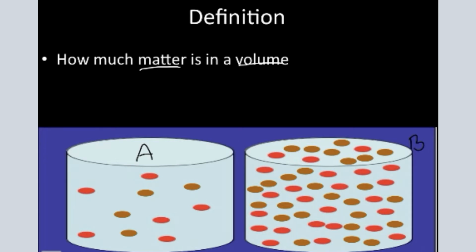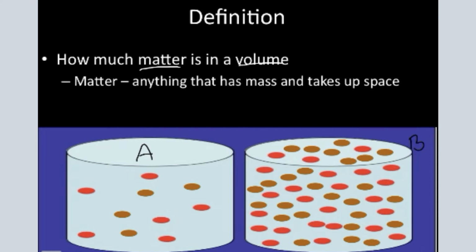How do we define matter? What is it? Matter is anything that has mass and takes up space. So if it takes up space and weighs something, I know weight and mass are a little bit different, but for this discussion we'll go ahead and consider them the same thing. For anything that has mass and takes up space, that's matter. You'd be hard-pressed to try to name anything that isn't matter.